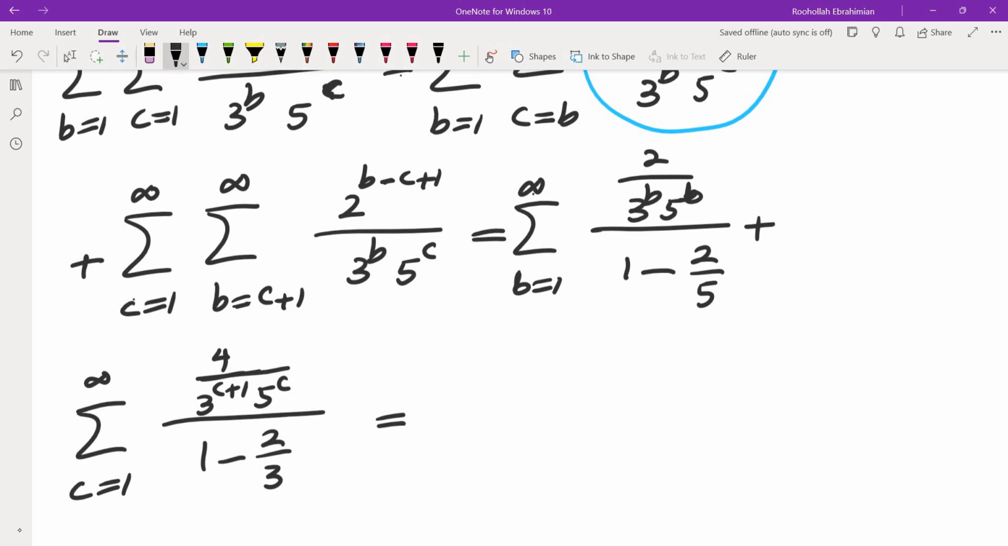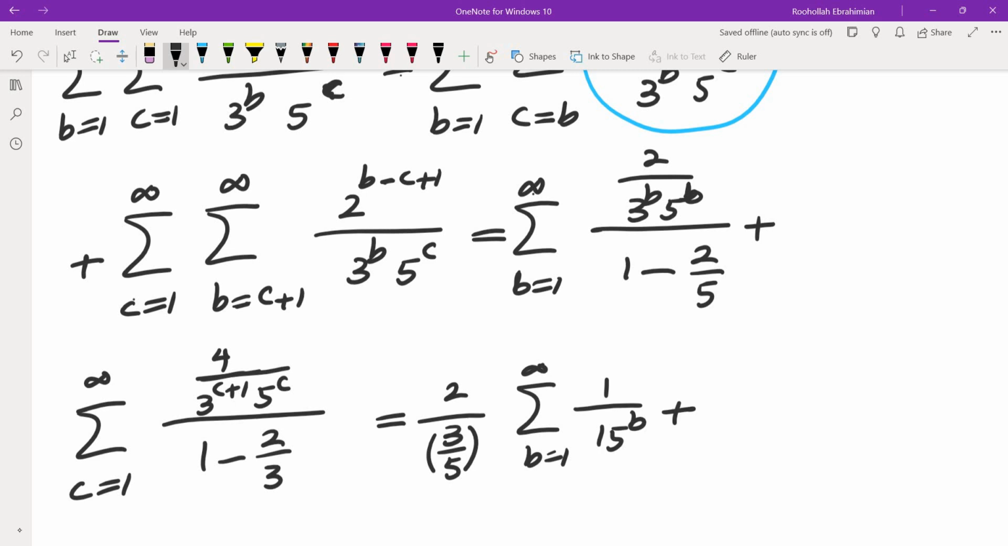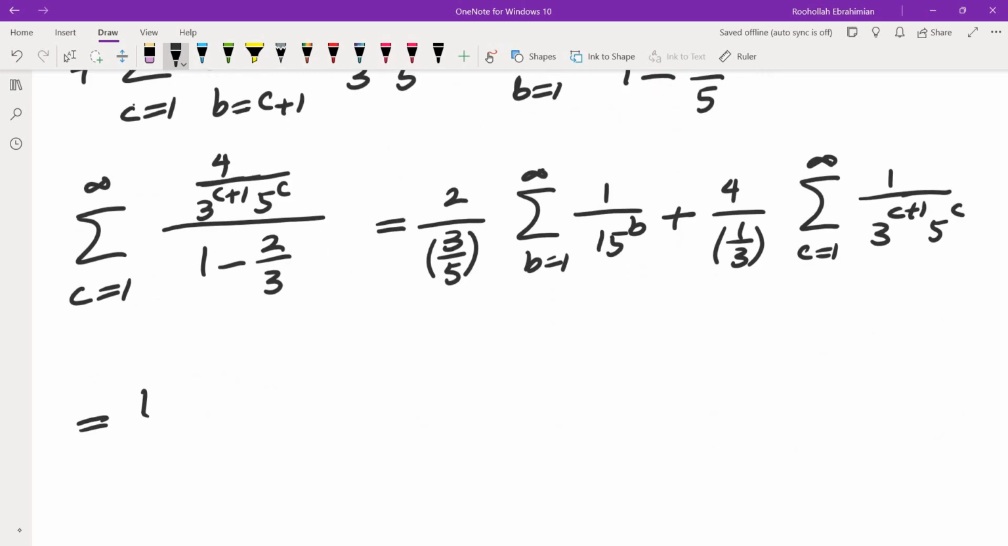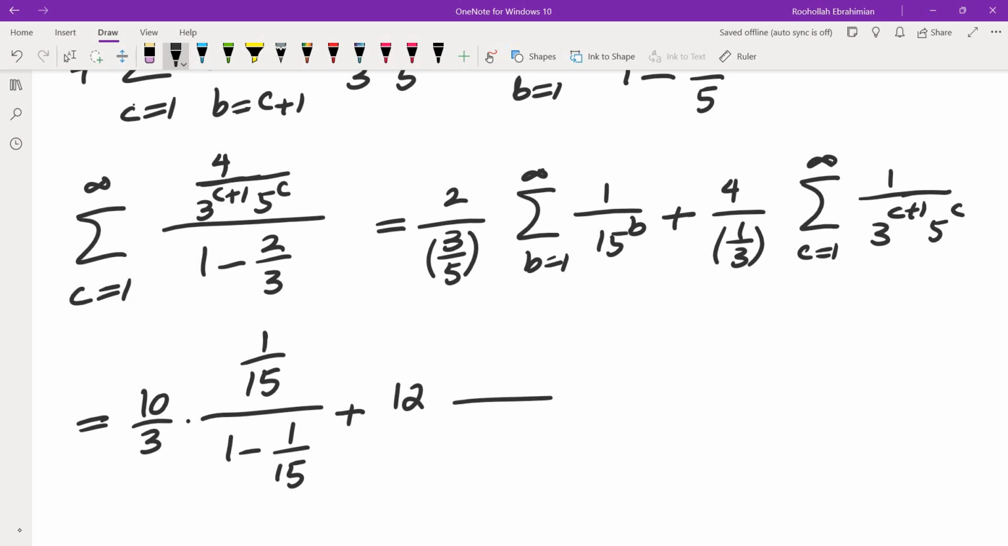The first sum is 2 over, the denominator is 3/5, so that's 10/3, times the sum of 1 over 15 to the b, b equals 1 to infinity, plus the second one is 4 over 1/3, and then the sum c equals 1 to infinity of 1 over 3 to the power of c plus 1, 5 to the power of c. So that's equal to 10/3 times the first term, which is 1 over 15 over 1 minus common ratio, plus 12 times the first term, which is 1 over 9 times 5, divided by 1 minus common ratio, which is 1 over 15.